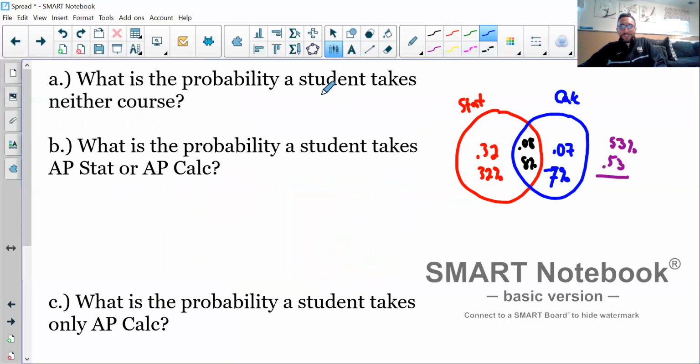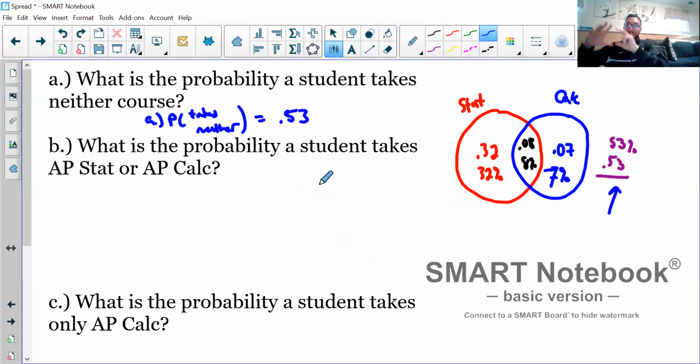So letter A. In your notes, you can just write A, what's the probability a student takes neither course? And that's easy. That's just that 0.53, right? That's just this number right here on the outside. If you had the Venn diagram, that is all of your work. Now, if I'm going to add numbers from the Venn diagram, I have to show that arithmetic, but if I'm just pulling a number out of it, the Venn diagram is the work.